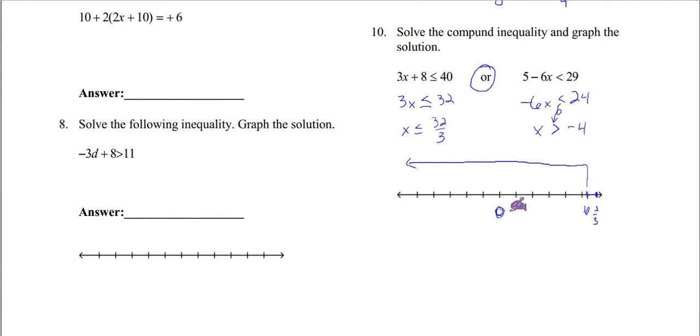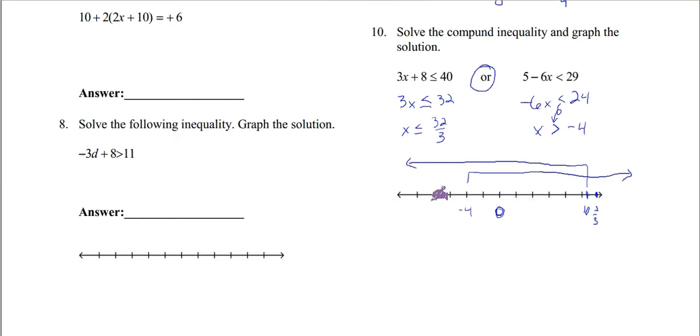Where's negative 4 on the scale? Each of these is 2, so this is negative 2, negative 4. Right there. It's greater than negative 4. Okay. So for graphing this one, we would shade to the left of 10 and 2/3. For this one, we would shade to the right of negative 4. All right. So this says or. All that means is that any point that we choose along the number line needs to solve one or the other or both of these inequalities.